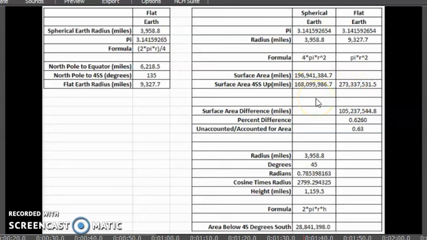So there is about 105 million square miles unaccounted for on the globe or Gleason's map, or 62% more square miles than what we're told. And the final way to state that is, for every square mile that is accounted for on the globe or Gleason's map, there's 0.63 square miles unaccounted for.